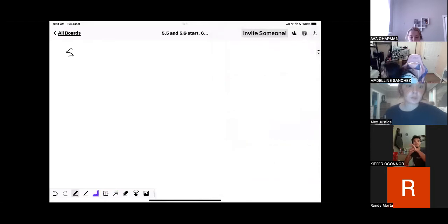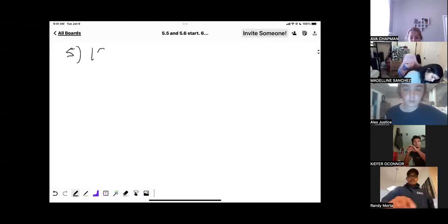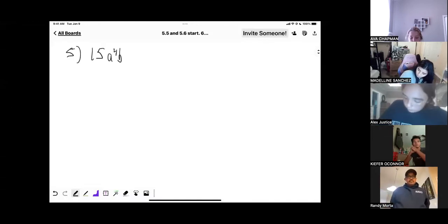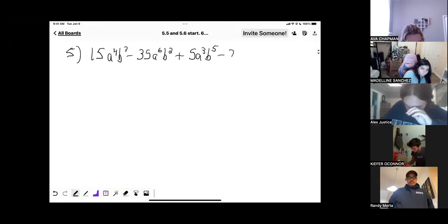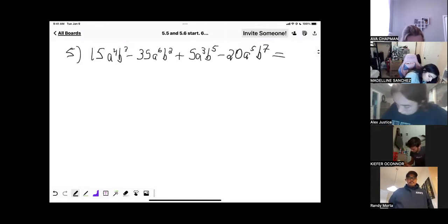Let's look at 15 a to the 4th b to the 3rd, minus 35 a to the 6th b squared, plus 5 a to the 3rd b to the 5th, minus 20 a to the 5th b to the 7th. The first thing you always have to realize is that you can't add these. You can't put them together. None of them are like terms. So they have to stay like that.